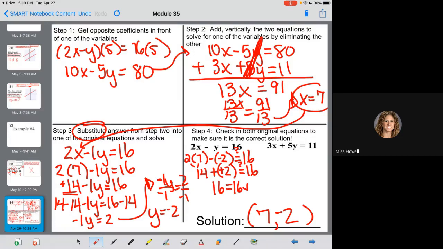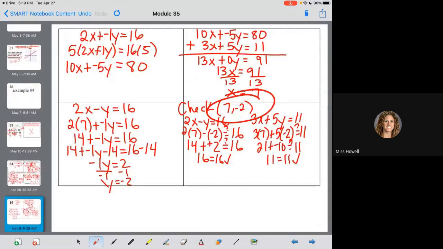All right, over here we'd have 3 times 7 plus 5 times negative 2. Would it actually give us an 11? So 21 here, negative 10 here. Would that add up to 11? And yep, it sure would. So 7 comma negative 2 is our final solution of that particular system.